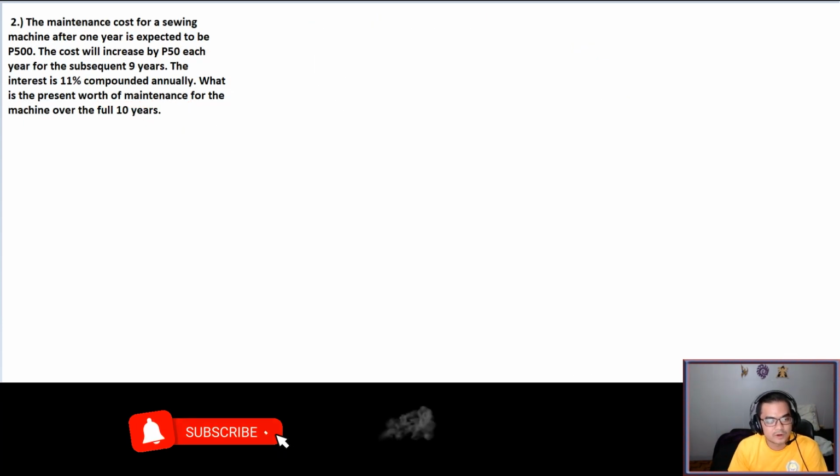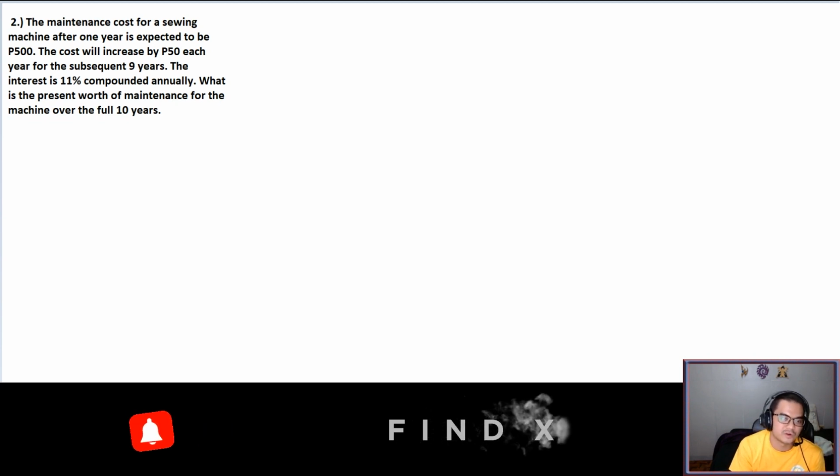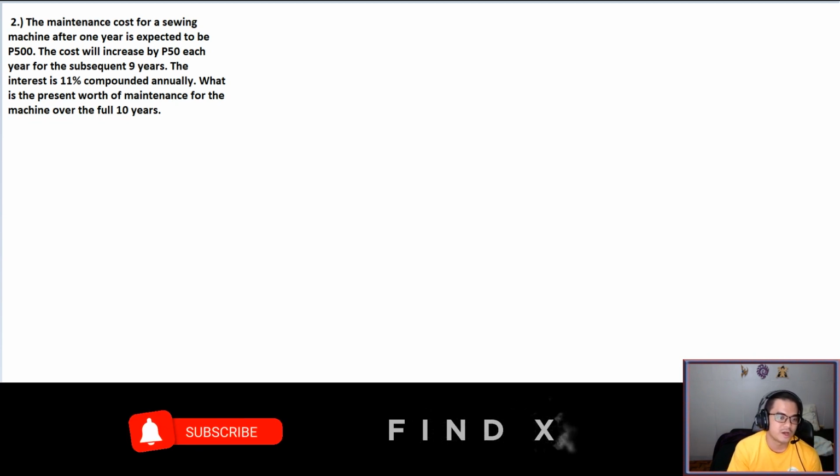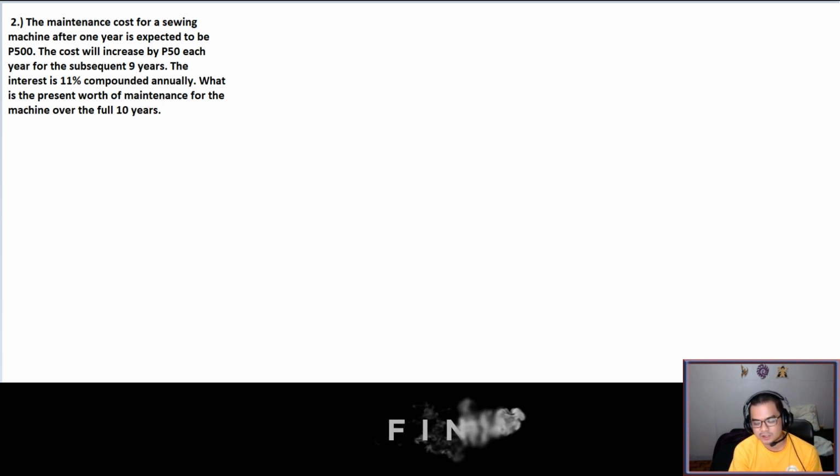Okay, so going for our next problem: the maintenance cost for a sewing machine after 1 year is expected to be 500 pesos. So the cost will increase by 50 each year for the subsequent 9 years. The interest is 11% compounded annually. So what is the present worth of maintenance for the machine over the full 10 years?